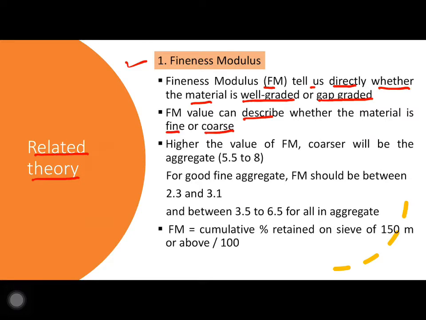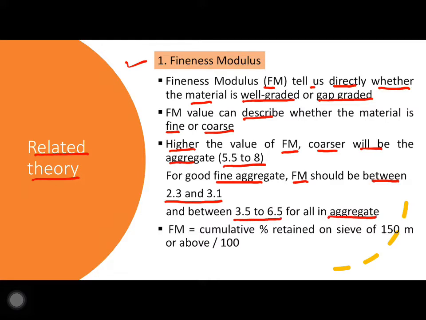So, how to measure the fineness modulus? Here we have the range of fineness modulus. The higher the value of FM, the coarser the aggregate will be. Here is the range, 5.5 to 8. For good fine aggregate, FM should be between 2.3 and 3.1. And the fineness modulus between 3.5 to 6.5 is for all-in aggregate.